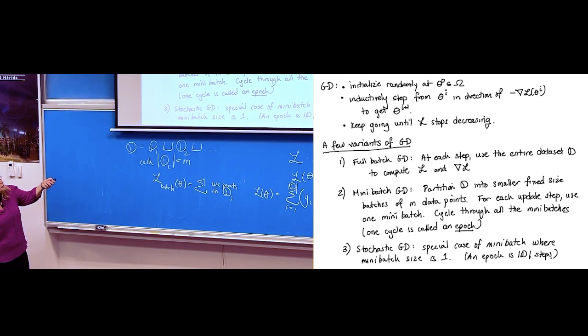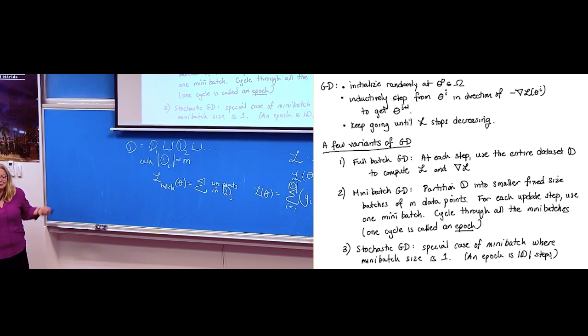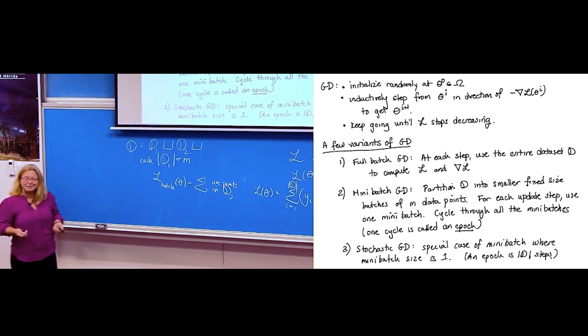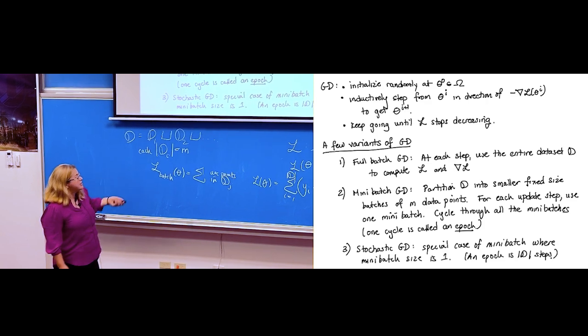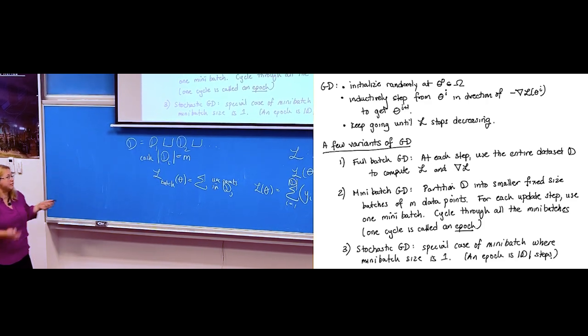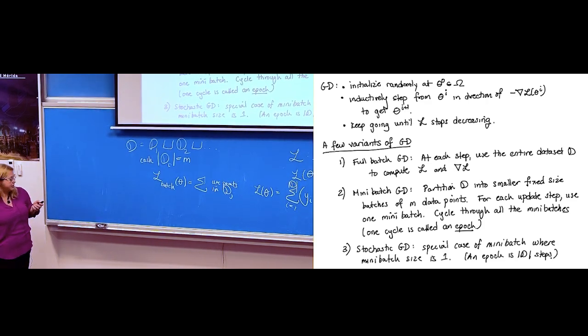And stochastic gradient descent is the special case where you only use a single point. You might think, why would this work? But they all work in different ways and have different sort of advantages, and there's trade-offs.